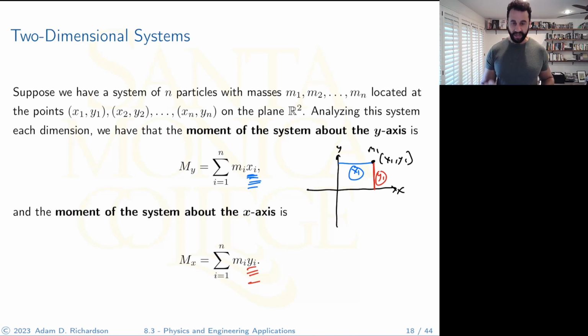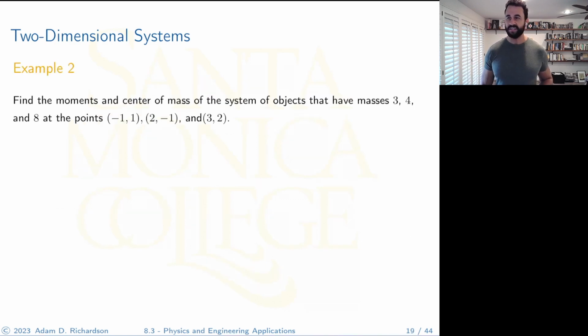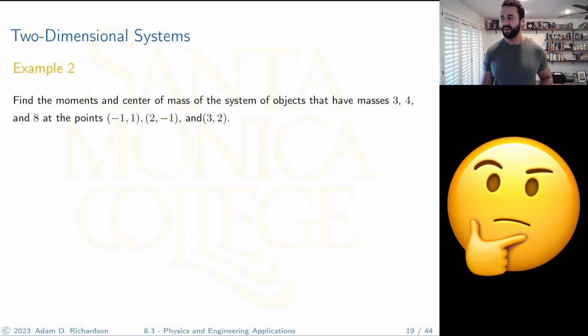All right, so now we can talk about the moment about the y-axis and the moment about the x-axis. Let's find a couple numerically, and this is one I want you all to actually try. Try to do this one on your own, and then we'll do it together. Find the moments and center of mass of the system of objects that have masses 3, 4, and 8 at the points (-1, 1), (2, -1), and (3, 2), respectively.